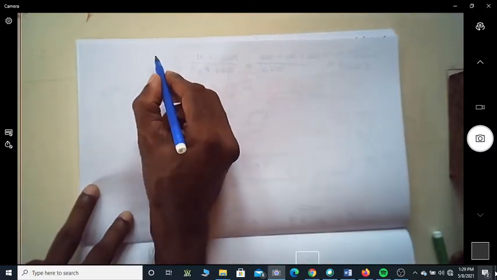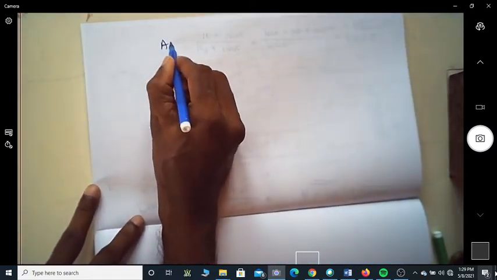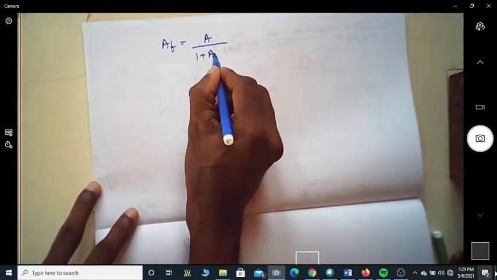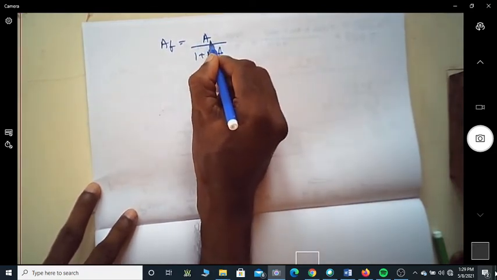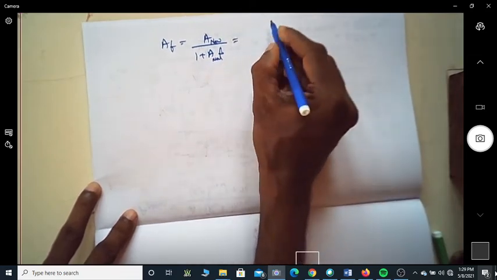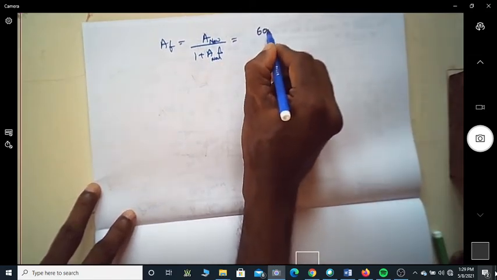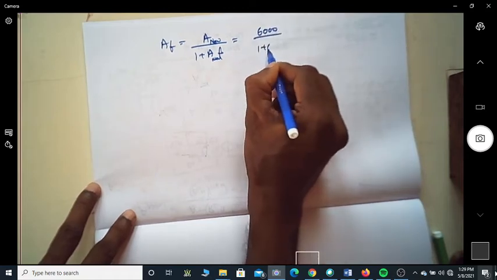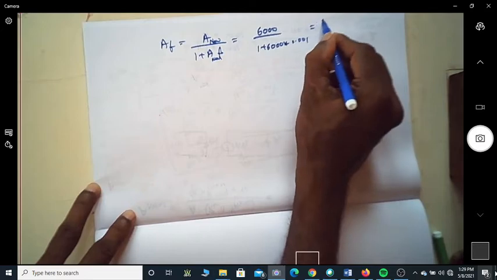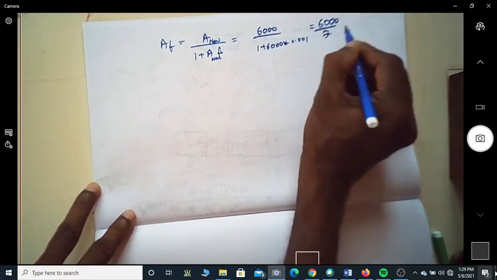So we know that the gain of the amplifier after feedback is given by AF equal to A by 1 plus A beta. Since now it is not simply A, this is the new A. Let me write it as now 6000 divided by 1 plus 6000 into 0.001, it will become 6000 by 7.